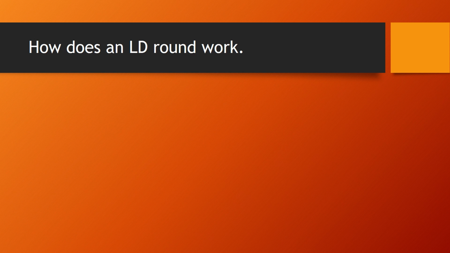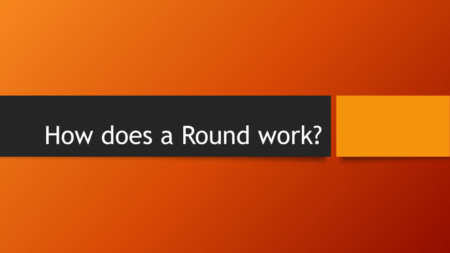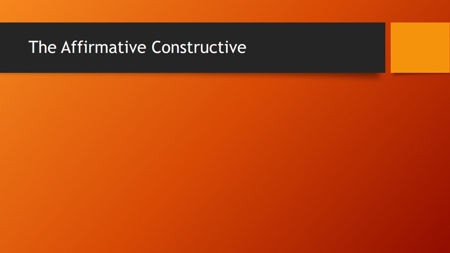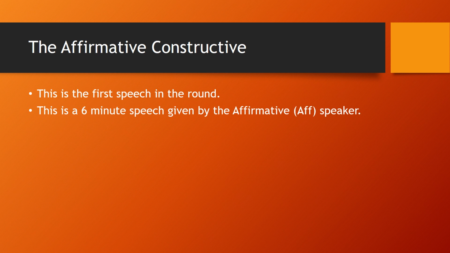So the next question you're probably asking is, how does an LD round work? Because you now know how a case works in Lincoln Douglas debate. And a round starts with the affirmative constructive. This is the first speech in a round. It's 6 minutes, and it's given by the affirmative or the aff speaker.